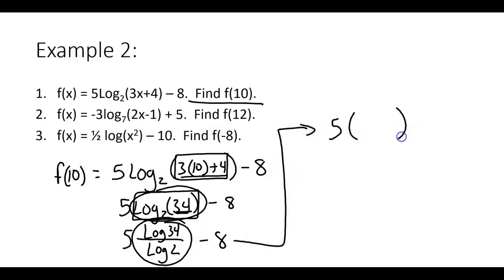So let's go ahead and do that. Let's get our calculator and let's figure out what log 34 divided by log 2 is. And I'm getting 5.087. Let's round it at least to the thousandths place. And then from there, after you do parentheses and after you do your log, then you're going to do multiplication. So let's multiply that times 5.